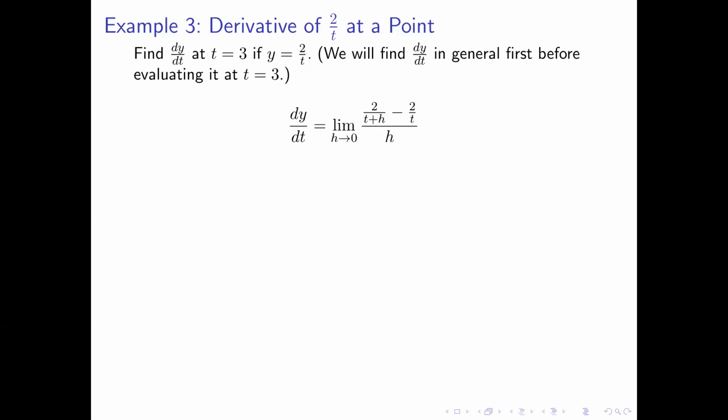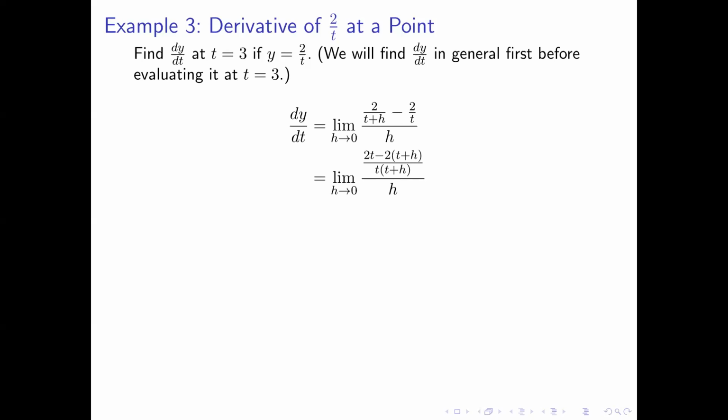So let's start by finding a general expression for dy/dt. It will be this limit. The limit as h approaches 0 of 2 over t plus h minus 2 over t, all over h. This is our general definition of a derivative applied to 2 over t. And to simplify this, we'll start by getting a common denominator inside that numerator. So our common denominator will be t times t plus h. And if we adjust our numerators accordingly and then combine the fractions, we get this right here.